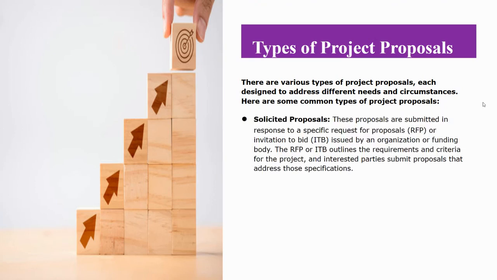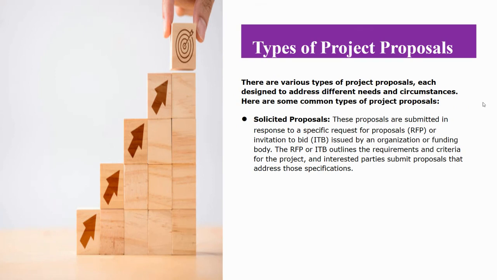Number 1, solicited proposals. Solicited proposals are submitted in response to a specific request for proposal, RFP, or invitation to bid, ITB, issued by an organization or funding body. The RFP or the ITB outlines the requirements and criteria for the project, and interested parties submit proposals that address those specifications. So a solicited proposal is a proposal that is requested by a funding organization.